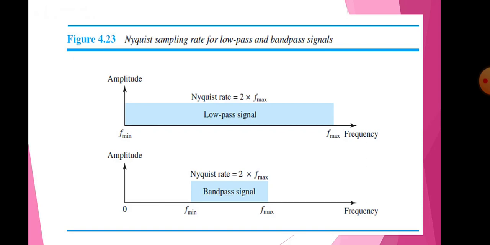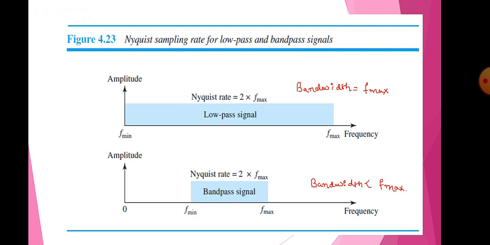So if the analog signal is low pass, then the bandwidth and the highest frequency will be the same. So bandwidth is equal to maximum frequency itself. So if the signal is a low pass signal, the value of the bandwidth and maximum frequency are both the same. If the analog signal is a band pass signal, then the bandwidth value will be lower than the maximum frequency.